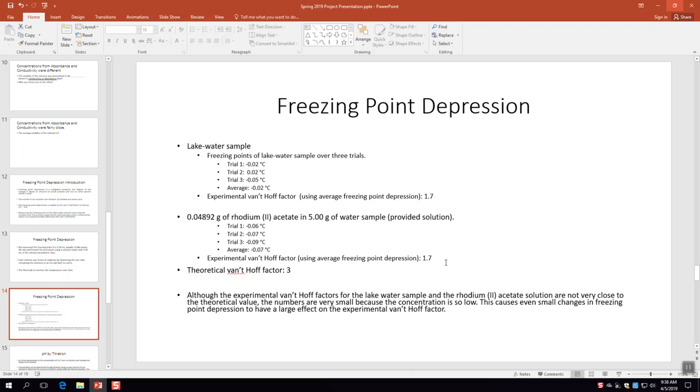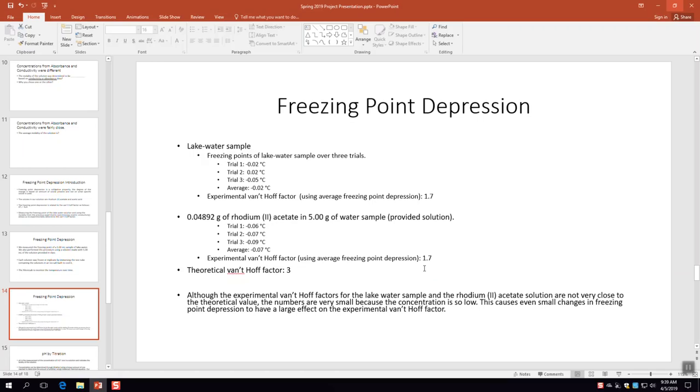So the experimental van 't Hoff factor for the lake water sample and for the known solution were similar, again indicating that our solution likely contains rhodium(II) acetate. They're not super similar to the theoretical van 't Hoff factor, but that's not uncommon. So therefore, we're going to assume that this contains rhodium(II) acetate.